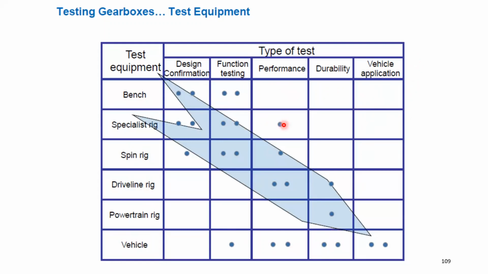When I say the bench level, it will confirm only the design and function. When it comes to the rig level, it confirms the performance as well. At the same time, when it comes to the driveline, it also confirms the durability, because our focus is towards the driveline and also the powertrain, because the gearbox is a part of this. Finally, as a vehicle, you need to ensure that overall durability, performance, functions, and design are going to be met.